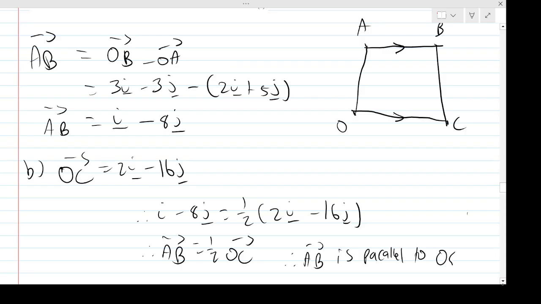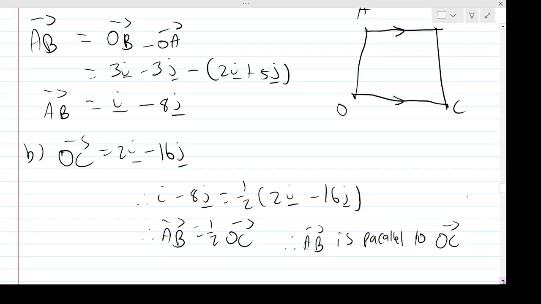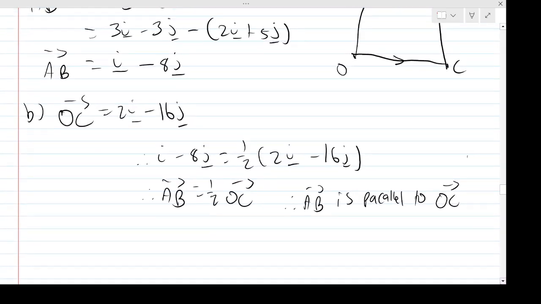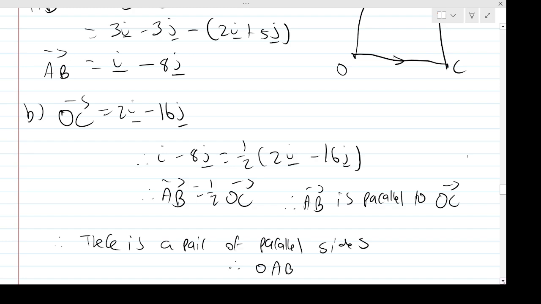So what that means is then we have one pair of opposite sides that are parallel. So therefore there is a pair of parallel sides. So therefore it has to be a trapezium. So therefore OABC must be a trapezium.